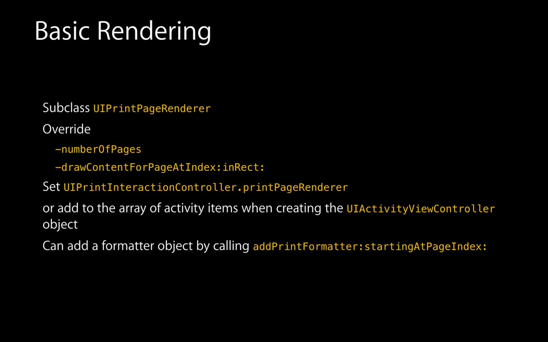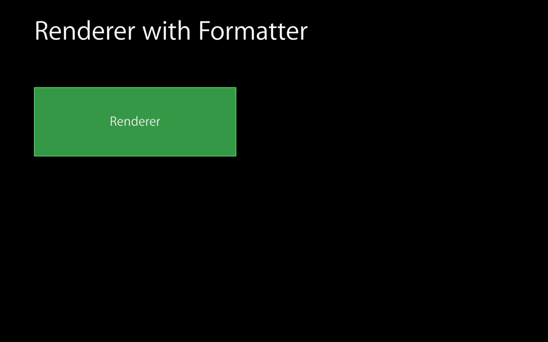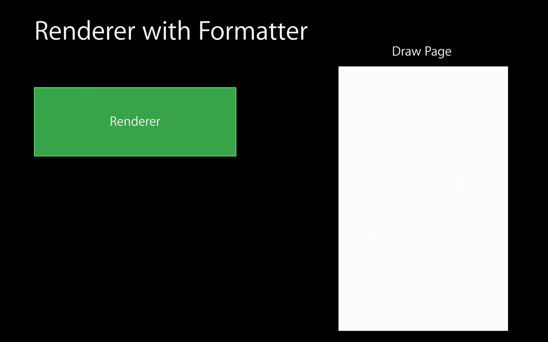You can also add formatters by calling addPrintFormatter startingAtPageIndex, because a print formatter can start at any page. Now, how would you use a formatter with a renderer? It's maybe a little bit complicated to think about, but it's really pretty basic.